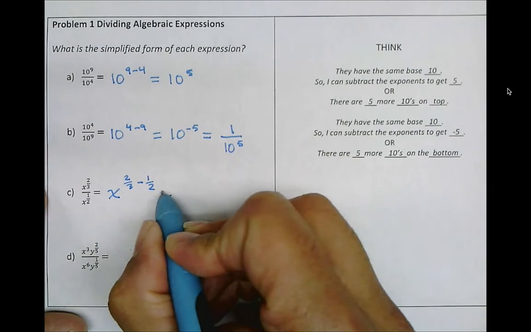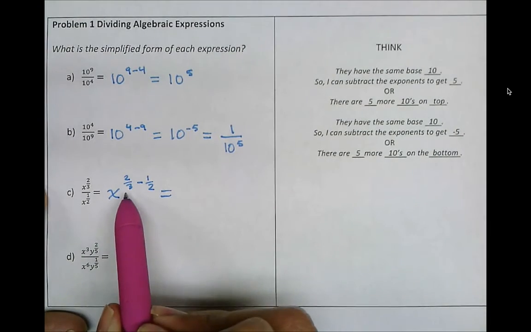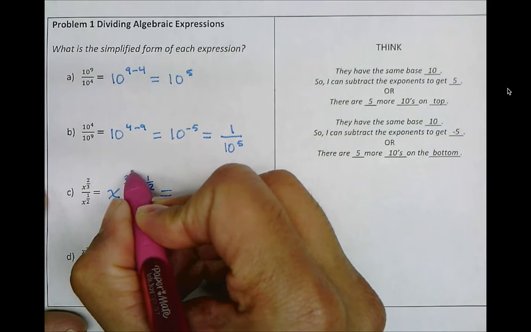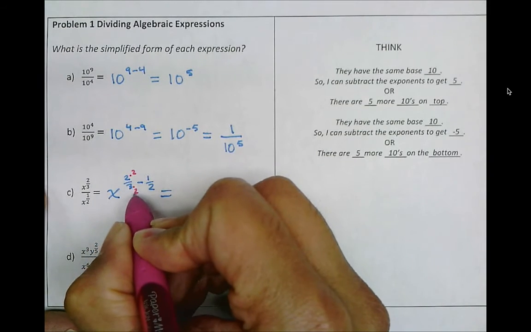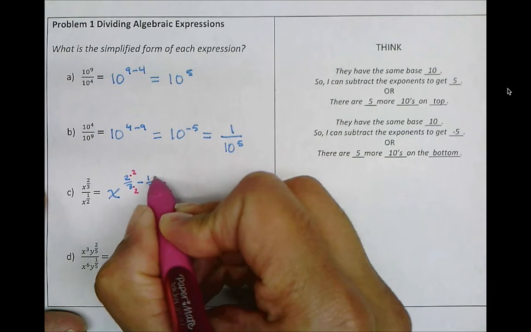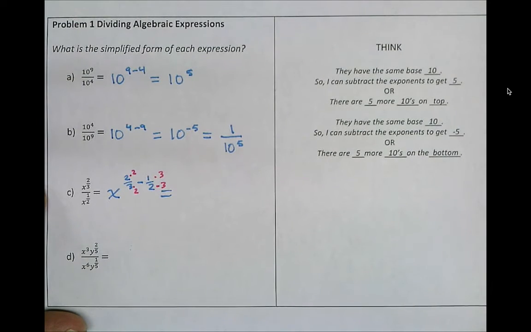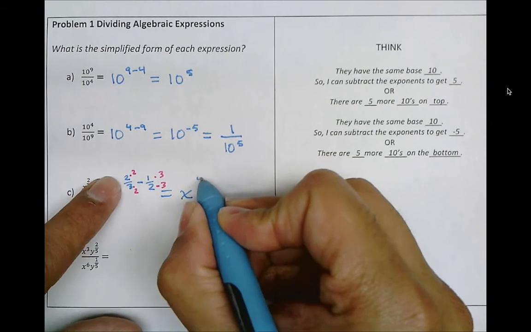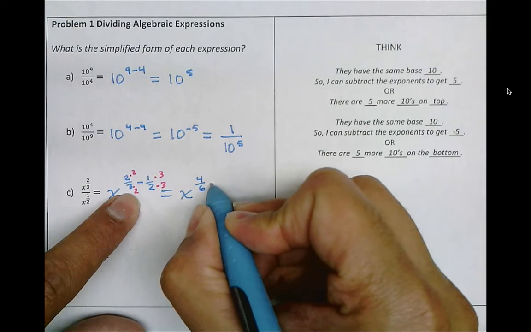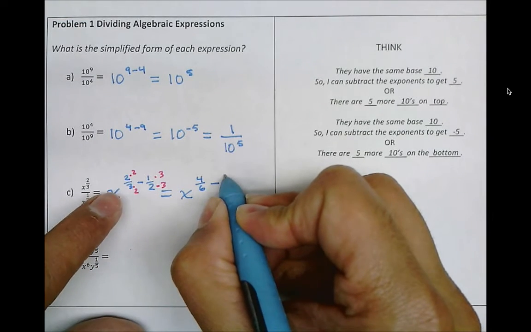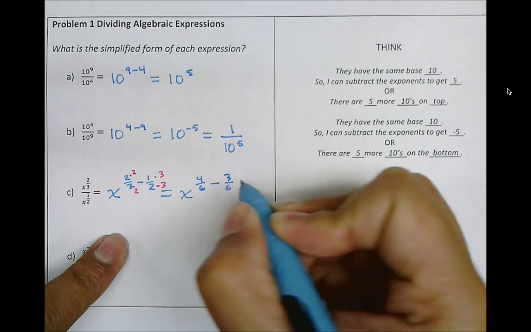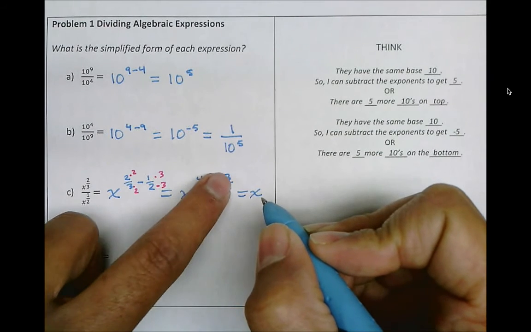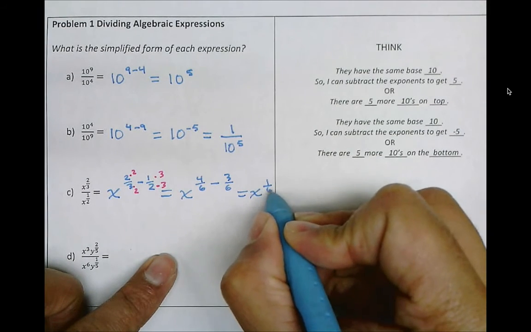And now if I rewrite these with common denominators, I have to ask myself, what do 3 and 2 both go into? They both go into 6. So I would multiply this by 2 to give me the 6 here. And we multiply by 3 here to give us the 6 in that second fraction. So our new fractions are x to the power of, we get 4 over 6 minus 1 times 3 is 3, 2 times 3 is 6. And now when we simplify, we get x to the power of 4/6 take away 3/6, that's 1/6.